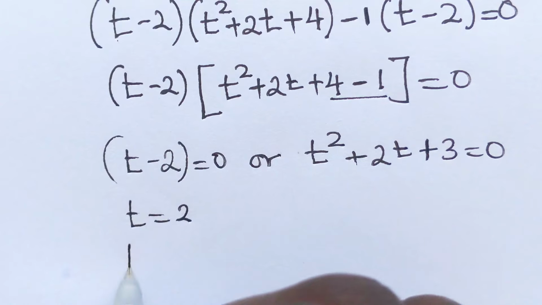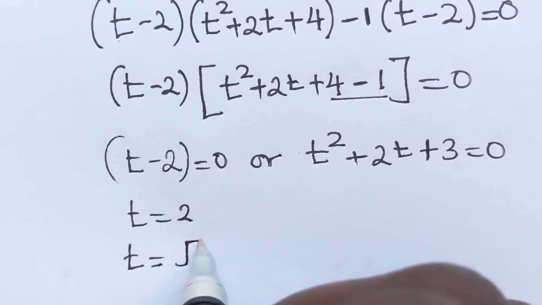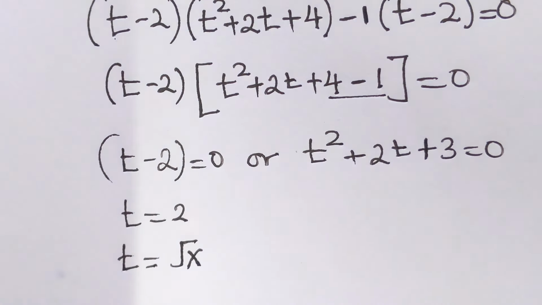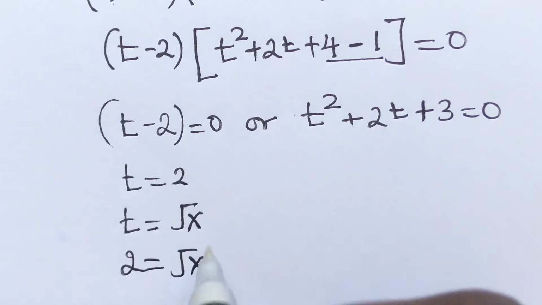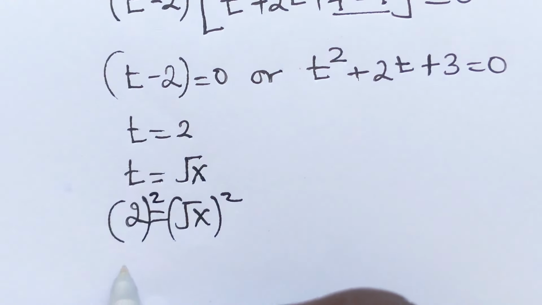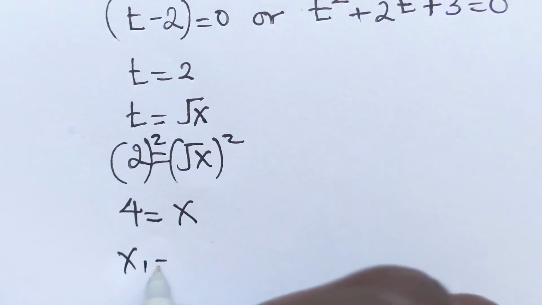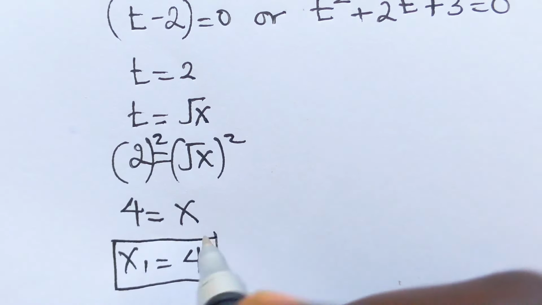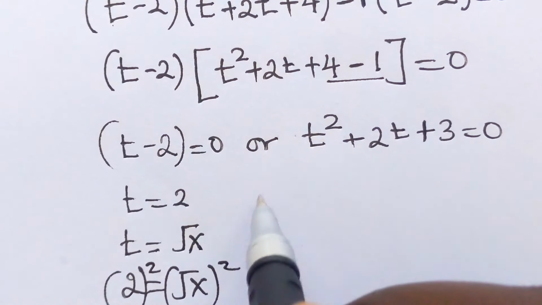Here we have t equals 2, and t equals square root of x, as we have seen. Then 2 is equal to square root of x, and by squaring both sides, 4 is equal to x, meaning that x1 is equal to 4. And this is what we have right here. And the second one is this.